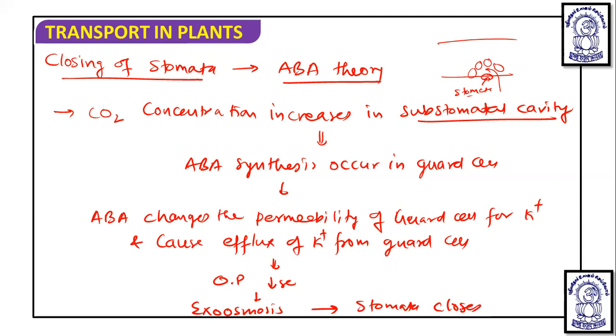So how does this particularly interfere with the K+ H+ pump and carry out closing of stomata? That is abscisic acid, which is a modern theory. Okay, so how the opening and closing of stomata occurs.